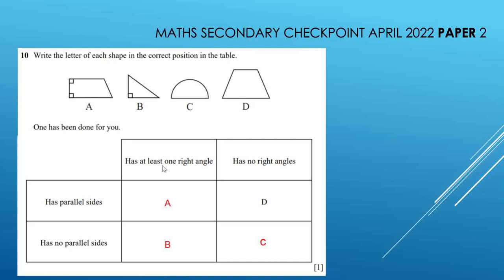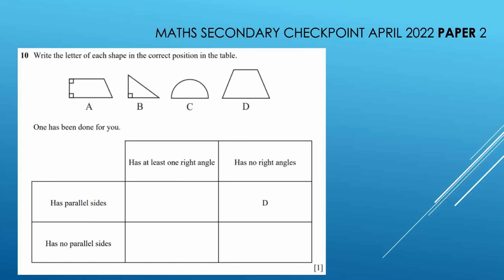Sorry guys, there's a technical mistake. The table has: has at least one right angle, has no right angle, has parallel sides, has no parallel sides. So 10 seconds from now.